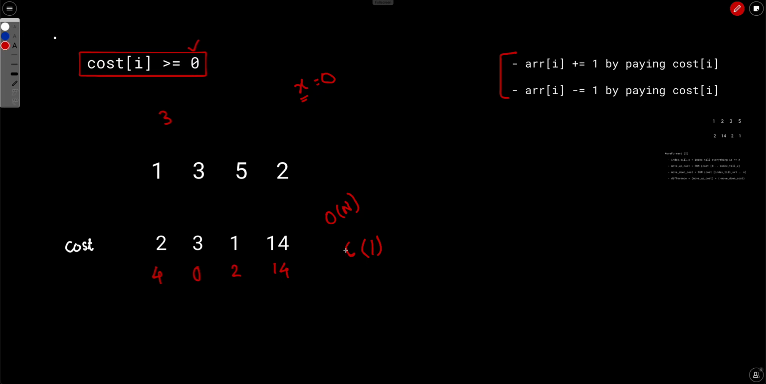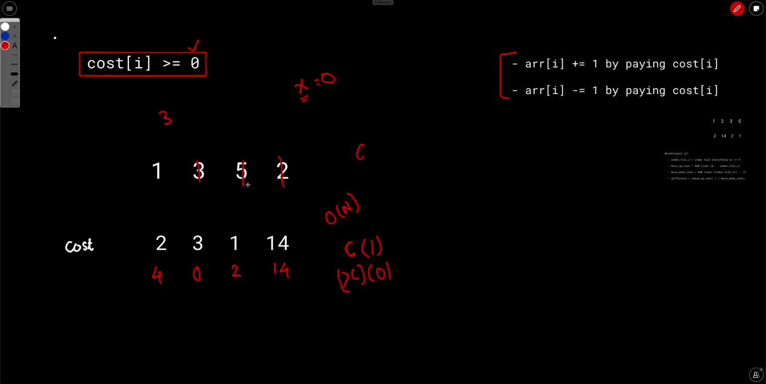So let's say you pay C cost to move everything to 1. Okay, you are paying C cost to move everything to 1. Now, to move everything to 0, you will always be paying greater than C cost. Why always? Because to move everything to 1, you have already paid C units of cost, right?